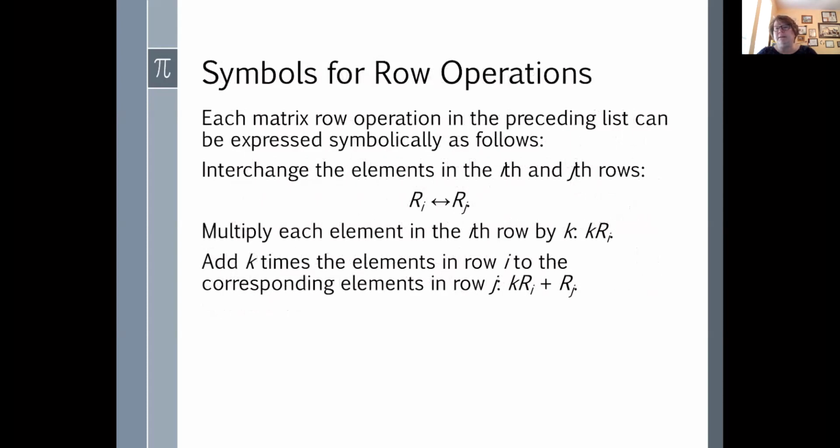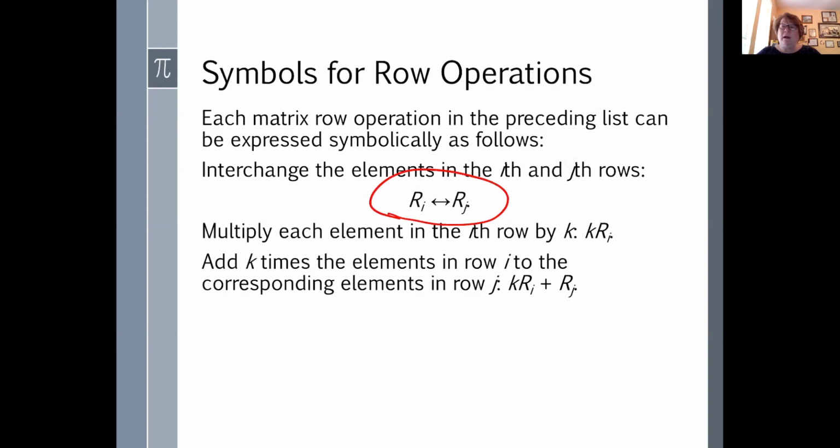All right, so here is the designation for each of these operations. The first operation, interchanging any 2 rows, we write like this. So we have capital R sub I. I just tells you what row you're in. So if I is a 2, that's the second row. And a double arrow, and then R subscript J. J again just designates what row you're in. So J could be 1, 2, or 3, as could I, 1, 2, or 3.